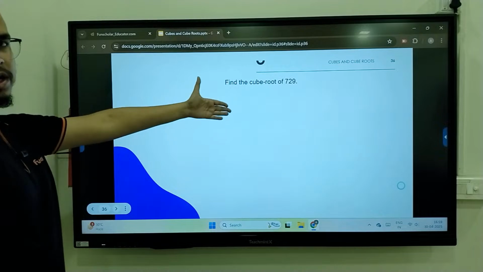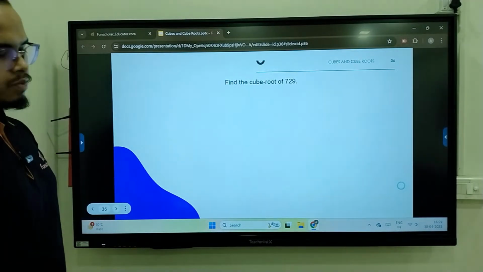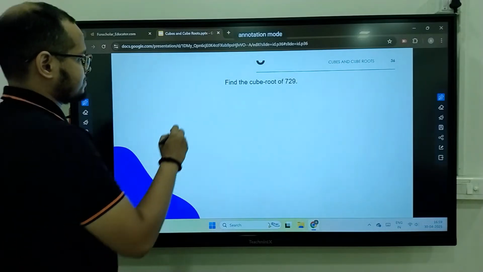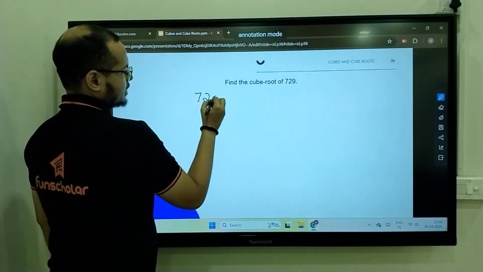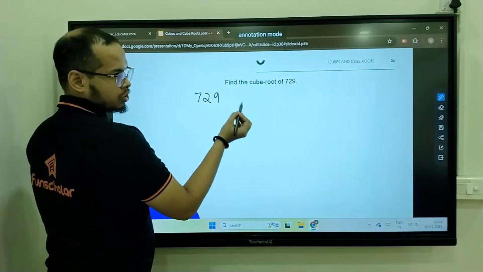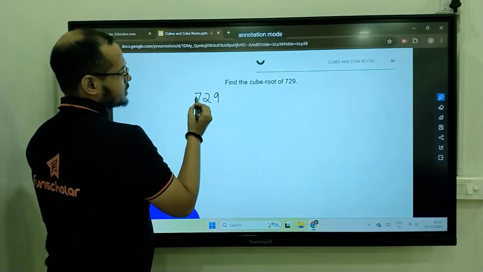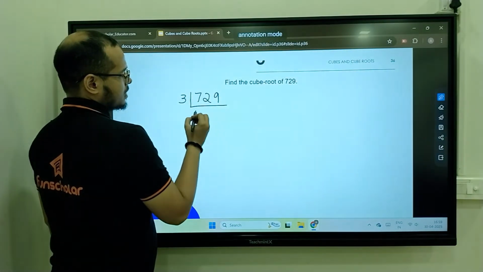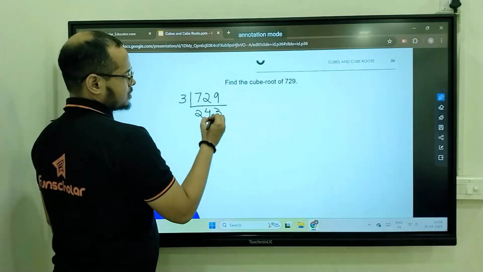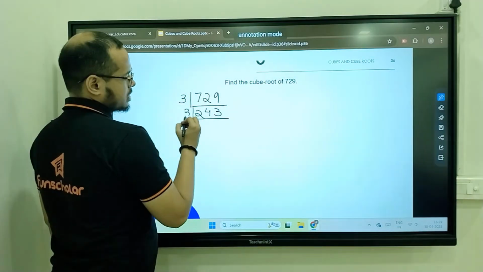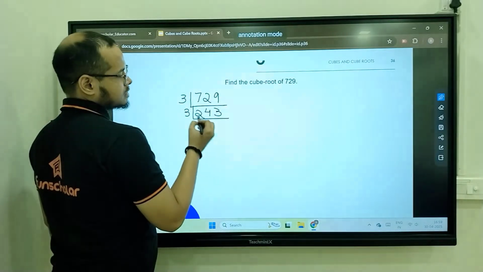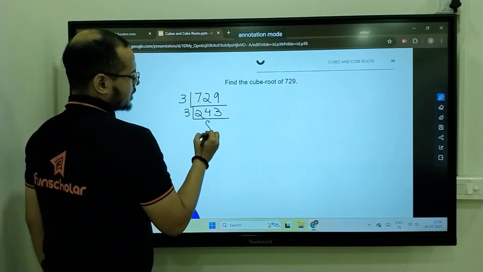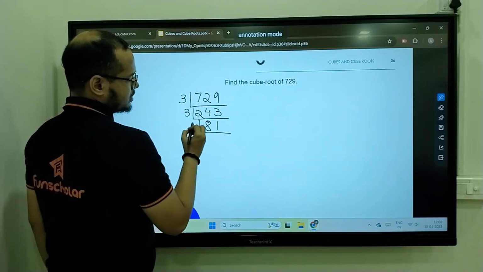Now we'll be finding the cube root of 729. Let's begin, guys. So 729. Last digit not even, so let's start off with 3. 7 plus 2 plus 9 is 18, so it is divisible by 3. So 243. Again by 3. Why? Because 2 plus 4 is 6, 6 plus 3 is 9. So 9 is divisible by 3. Yes. So 81. Again by 3.